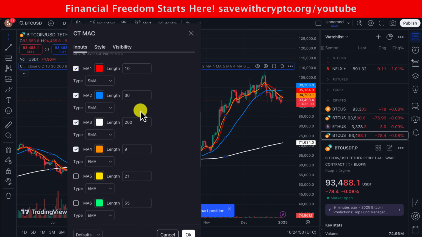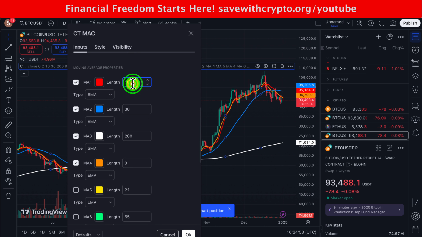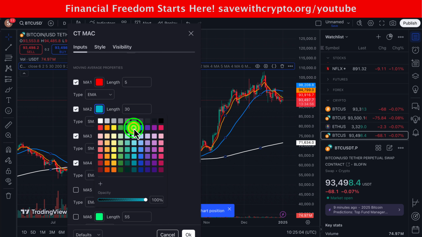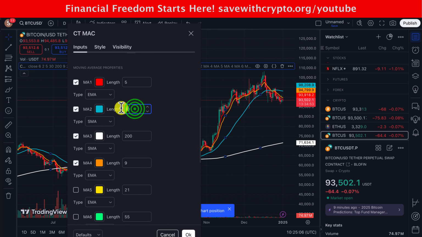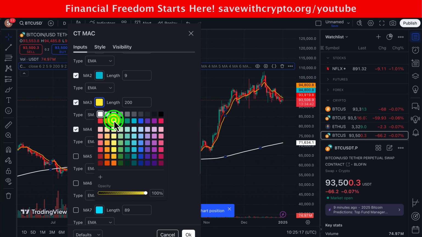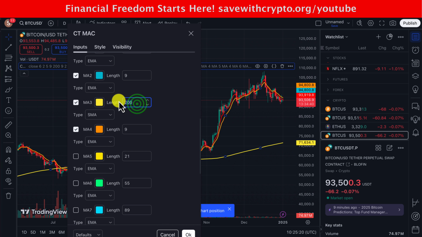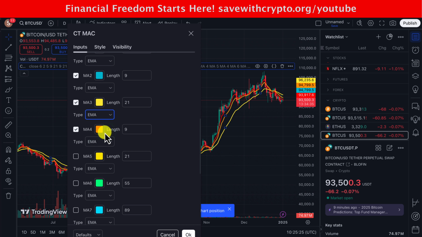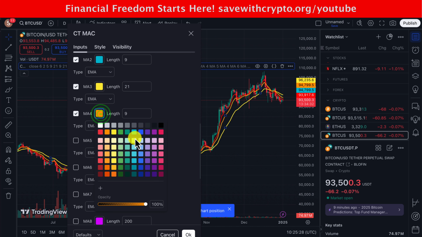Okay. The first one, I'm going to leave it red. I'll change the length to 5. I'm going to put that on EMA. Okay. Second one, I'm going to have it cyan. Change the length to 9. Put it on EMA. The third one, I'm going to change that to yellow. Length is 21. EMA. And the final one, I'm going to change that to green.